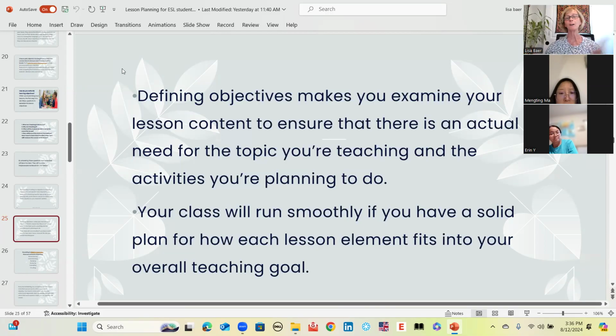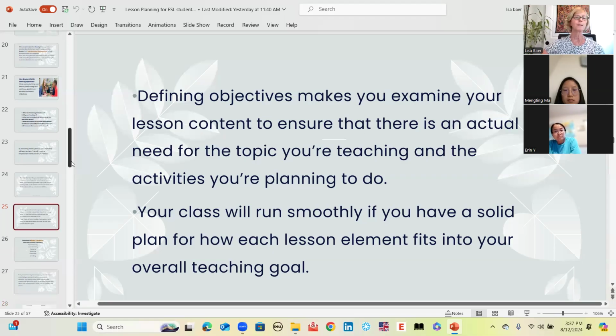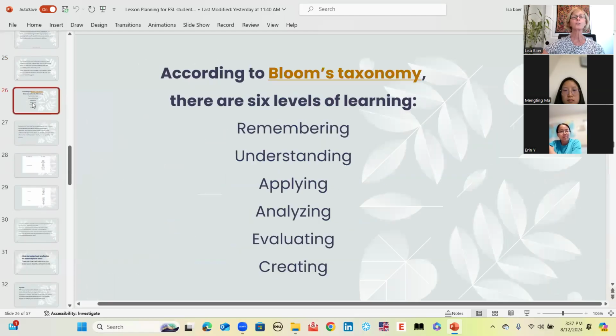Plus, you have a book and you have every lesson plan in there. And if you say, okay, well, I think I need to teach them this, you can go back and say, oh no, I taught that last week. So this is what's also important, is to keep track of these lesson plans, put them in your lesson plan book. And then also you can use them next year round. So your class will run smoothly if you have a solid plan for how each lesson element fits into your overall teaching goal. So here are some of those verbs.